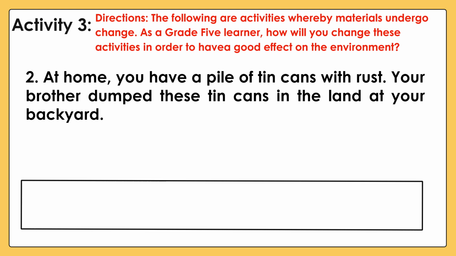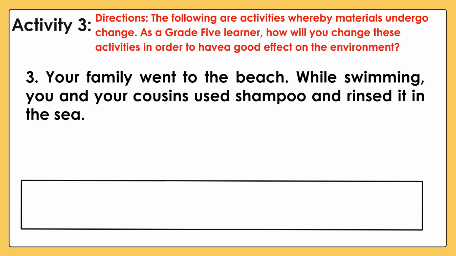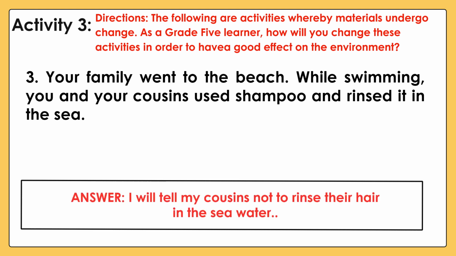Number 2. At home, you have a pile of tin cans with rust. Your brother dumped these tin cans in the land at your backyard. What is the possible answer? I will tell my brother to recycle the tin cans. Number 3. Your family went to the beach. While swimming, you and your cousins used shampoo and rinsed it in the sea. What is the possible answer? I will tell my cousins not to rinse their hair in the sea.